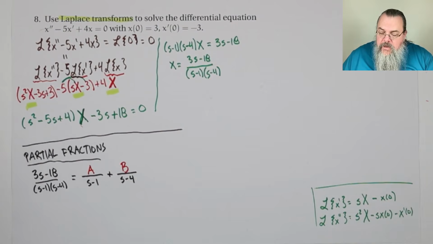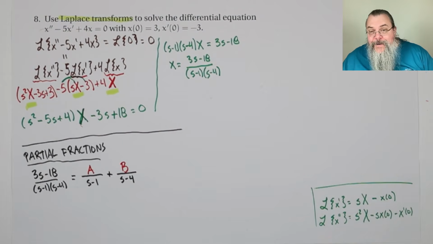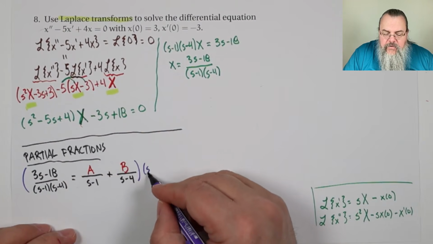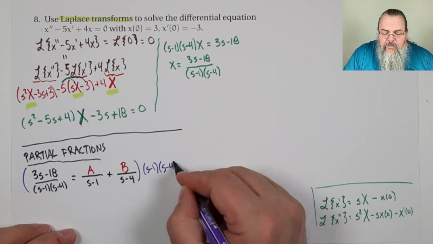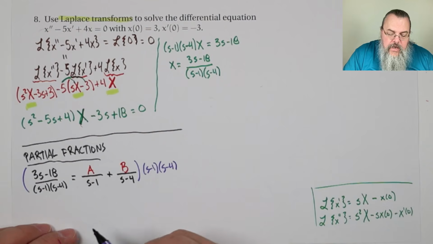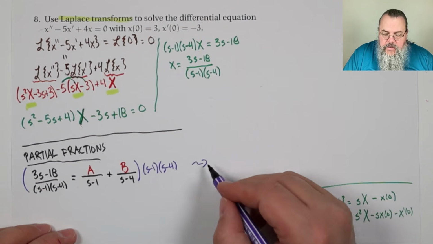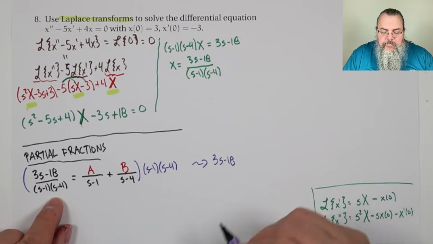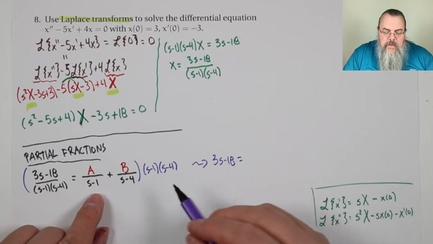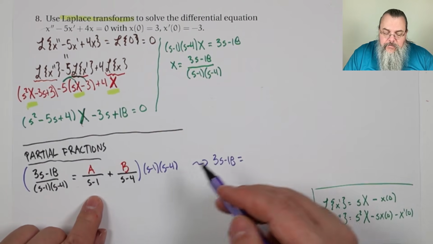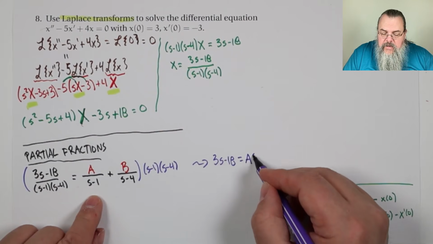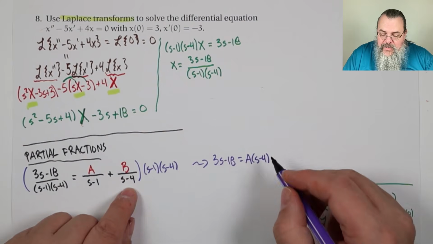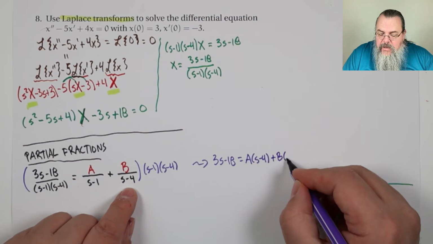So we begin and we say, well, let's first off get rid of our denominators. So we multiply both sides by s minus 1, s minus 4. And if we do that, that leads us to the following. 3s subtract 18 will be equal to, here the s minus 1's cancel, so we're going to get A times s minus 4. And here the s minus 4's cancel, so we're going to get B times s minus 1.